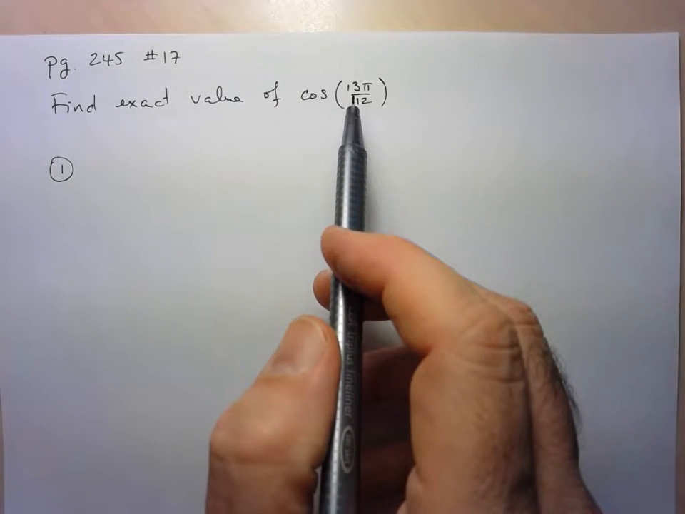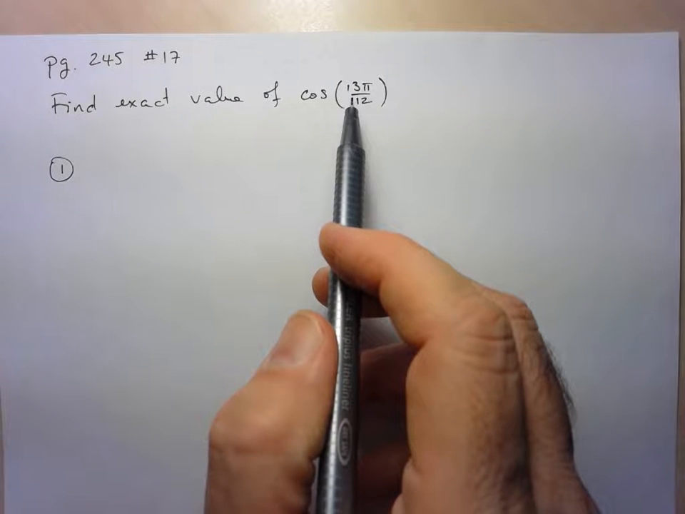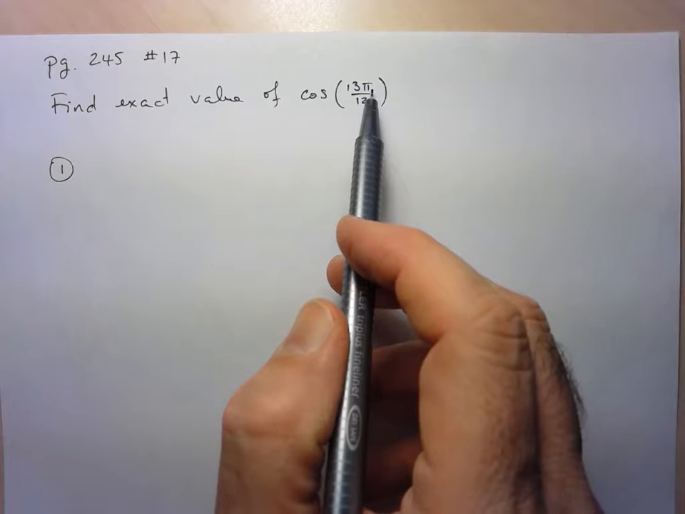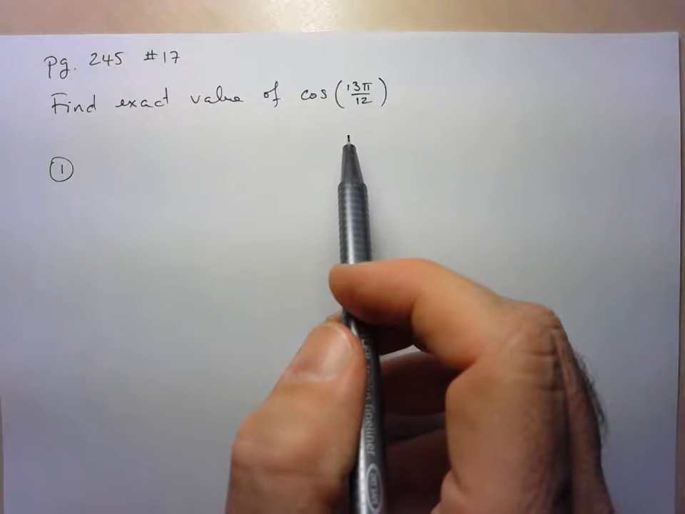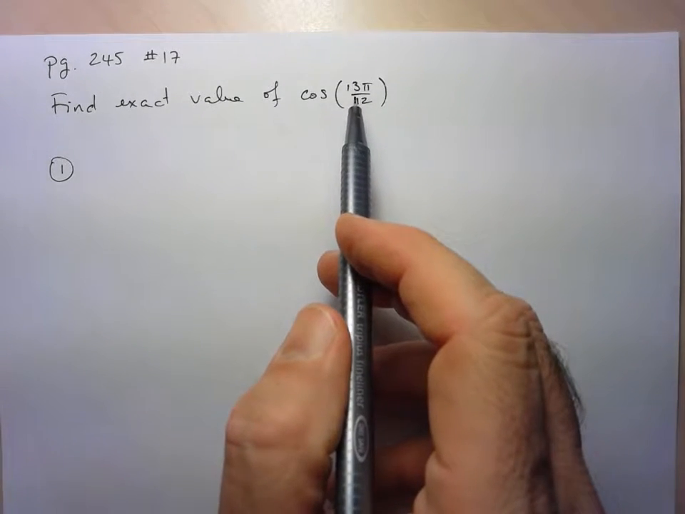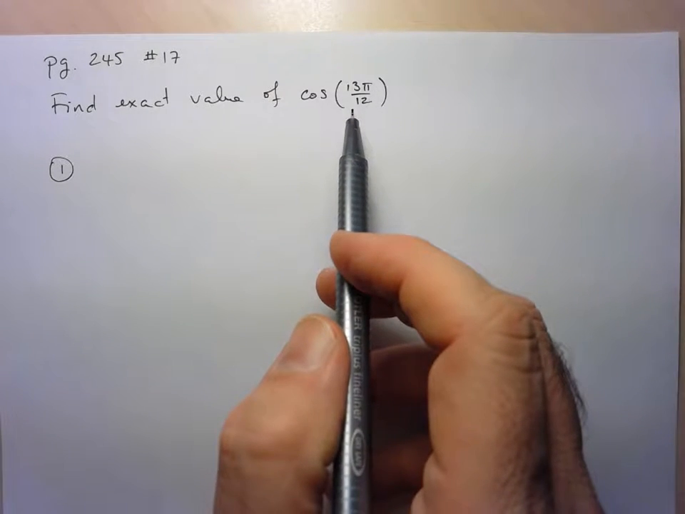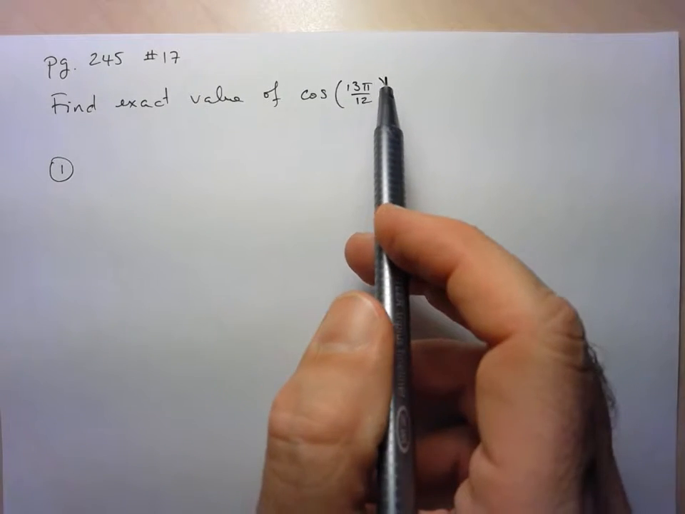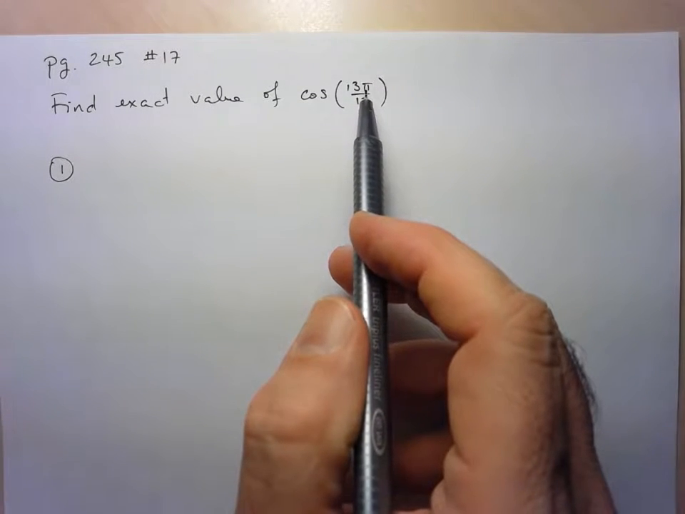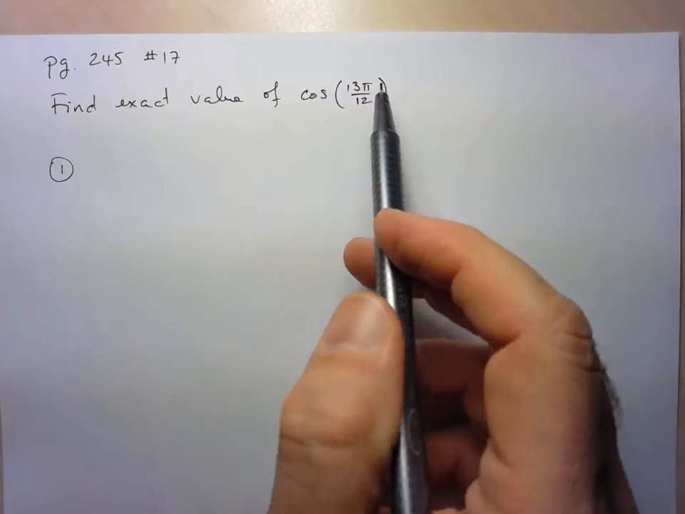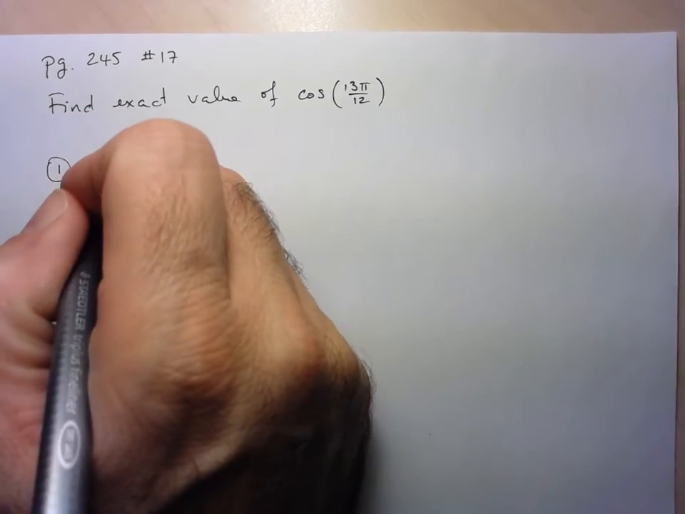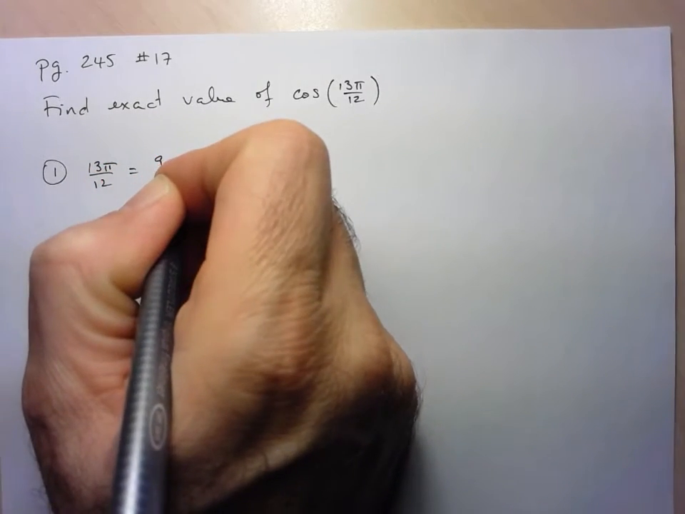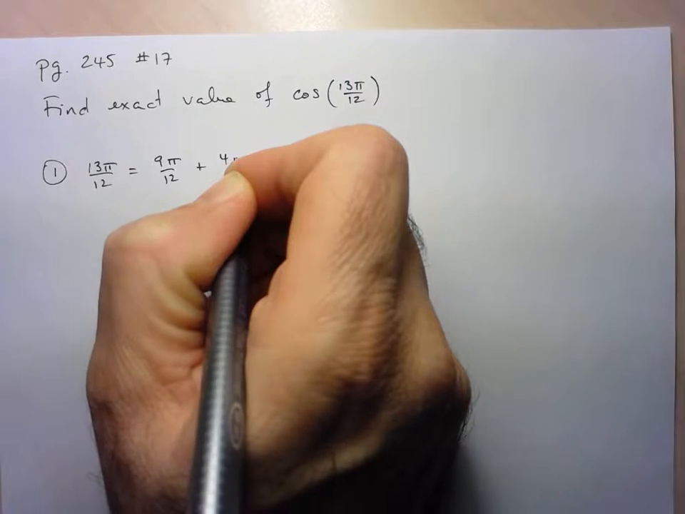For example, I wouldn't break this up as 11 pi plus 2 pi, because 11 pi over 12 is not a special angle. Here, I could break it up as 10 and 3, that would probably work. I could break it up as 7 and, not 7 and 6, that's not going to be too useful, but 9 and 4, that might be a good one. So let's try 9 and 4. Let's write 13 pi over 12 as 9 pi over 12 plus 4 pi over 12.